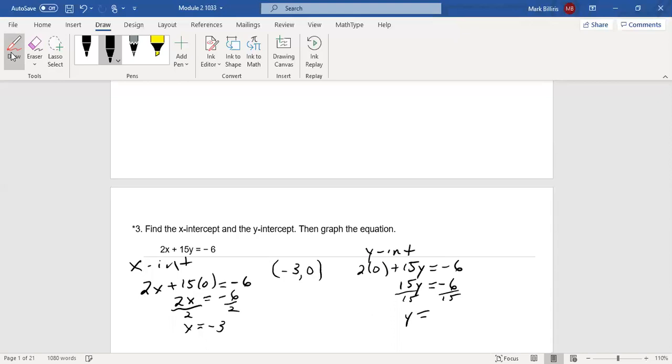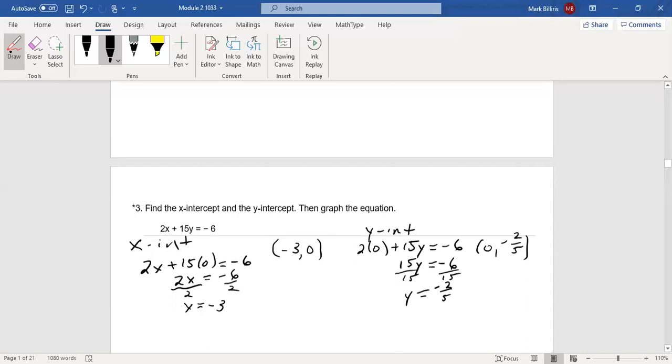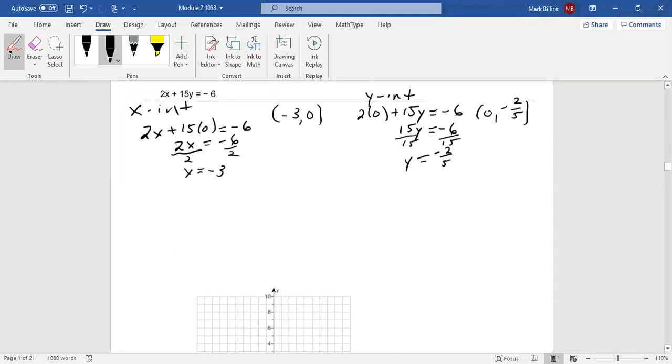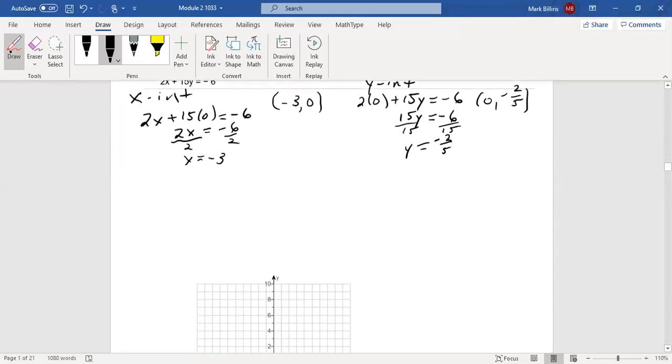Now keep in mind I can reduce. So 3 goes into both -6 and 15. So I'm going to divide by 3. That gives me -2/5. So my y-intercept has the coordinates (0, -2/5). Now I'm going to graph these 2 points. So I'm going to graph (-3, 0) and (0, -2/5).